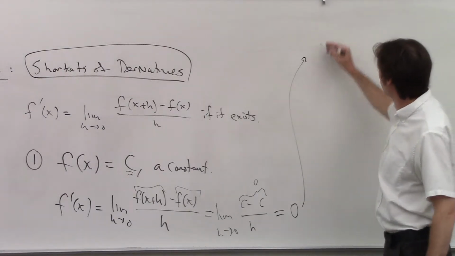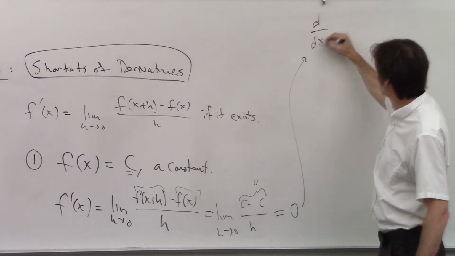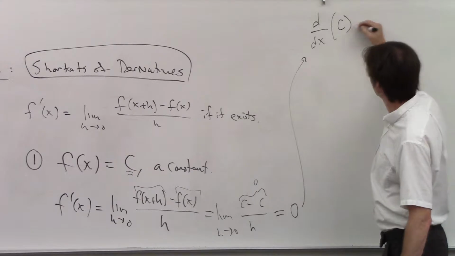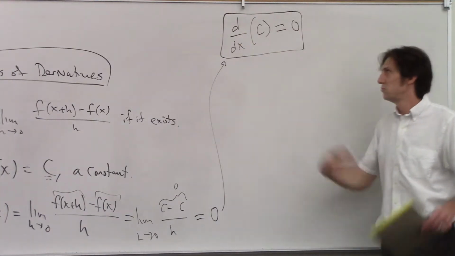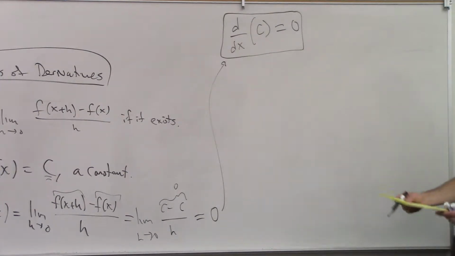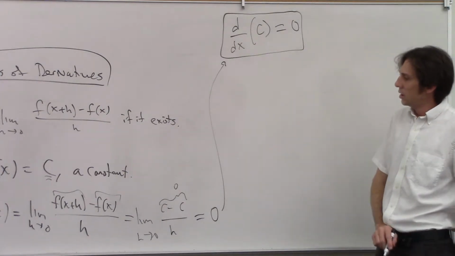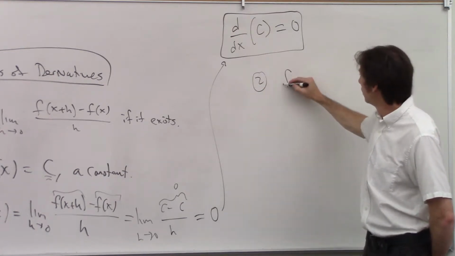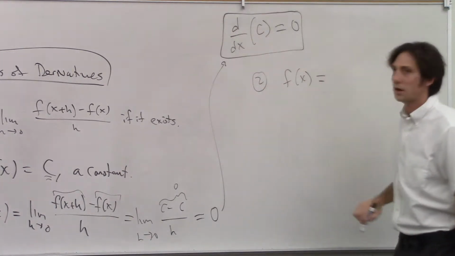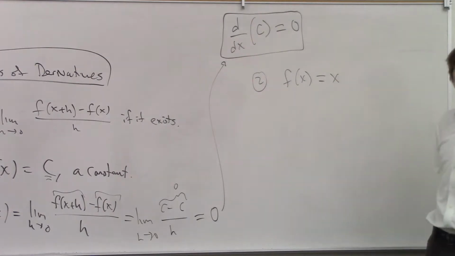We can keep track of these derivatives. We can say that d dx of a constant c is equal to 0. This is our first shortcut derivative formula. Another derivative that's not so hard to compute is if the function f of x is equal to x.